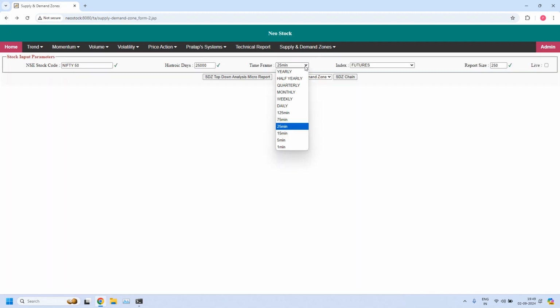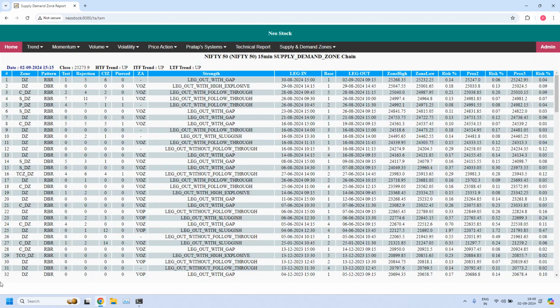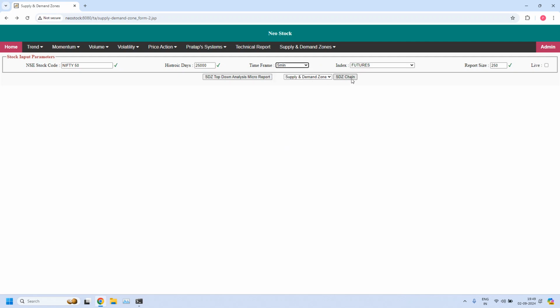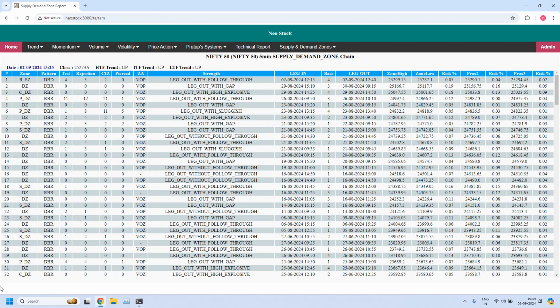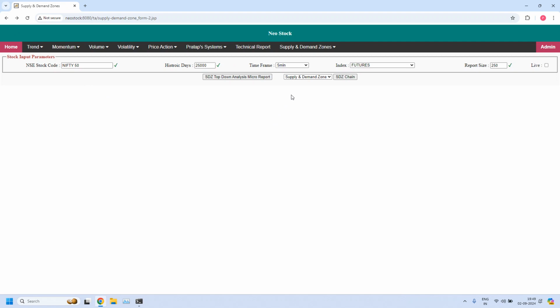Next time frame is 15 minutes. I am generating 15 minute supply demand zone chain for Nifty. Next time frame is 5 minutes. I am generating 5 minute supply demand zone chain for Nifty. So this is about Nifty supply demand zone chain. So next we will start with Bank Nifty. Let's start with monthly time frame. I am generating monthly supply demand zone chain for Bank Nifty.